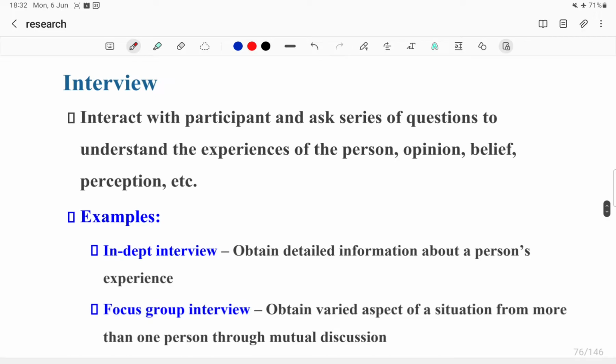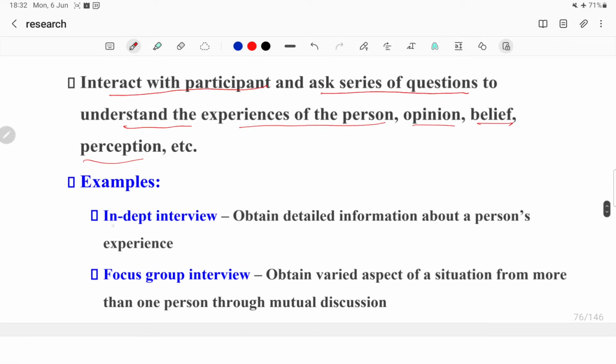Next one is interview. Interview is interaction with the participant and asking a series of questions to understand the experience, opinion, belief, and perception of a person. It is a face to face interaction. The interviewer asks the question to the participant and he answers whatever opinion or belief he has. We note those answers, mark them as numbers, and at last we calculate the score and conclude our results.